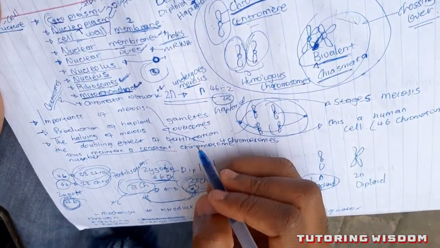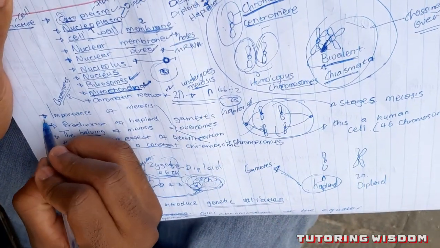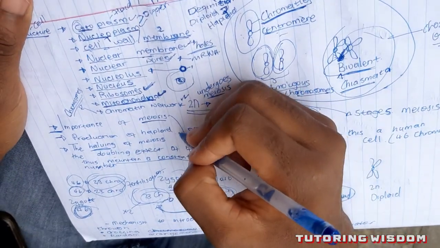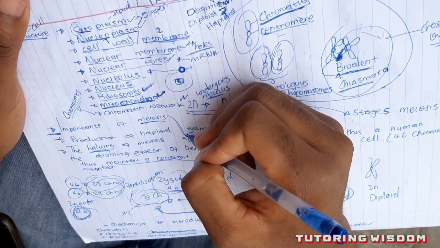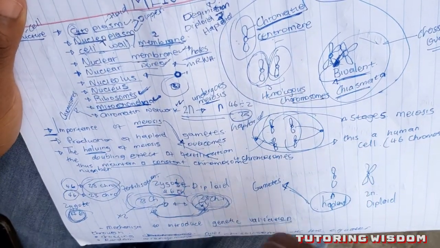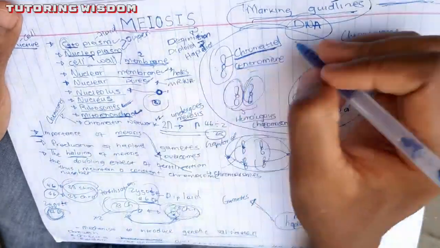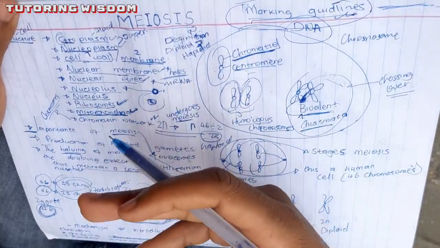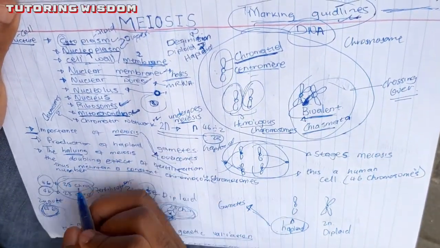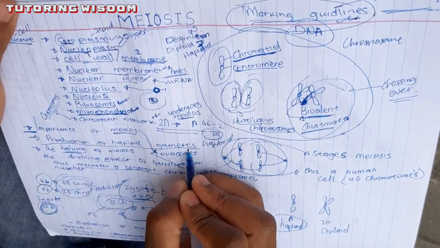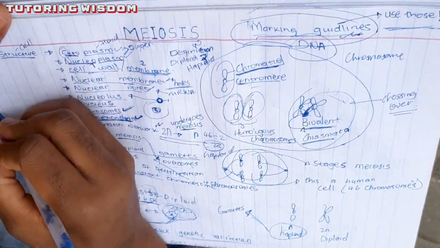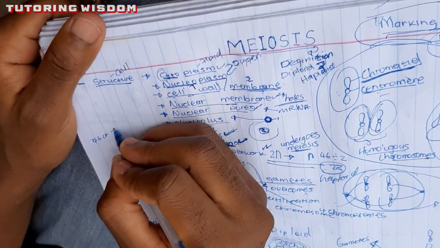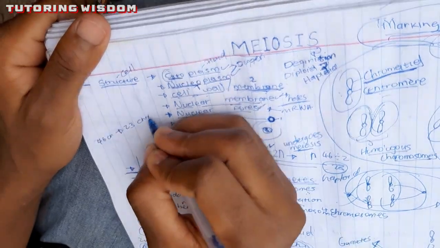So now you also have to know the importance of meiosis. Remember, we have the importance of meiosis in your marking guidelines, so use those. In your guidelines, the first function or importance of meiosis is the production of haploid gametes. Remember, meiosis has a halving effect, which means it halves 46 chromosomes to 23 chromosomes.